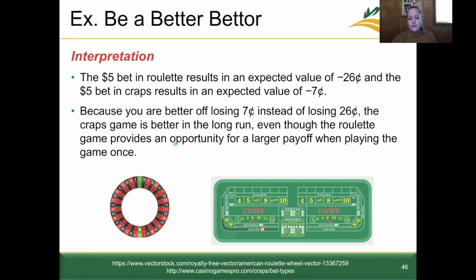Okay, so with this example, we figured out the expected value the same way we calculate the mean. We set up that table of our x values and our p of x values. Then we summed those up to get our expected values. We compare those now, so we can answer this question: betting on craps is a better idea because we lose less money each time we bet.